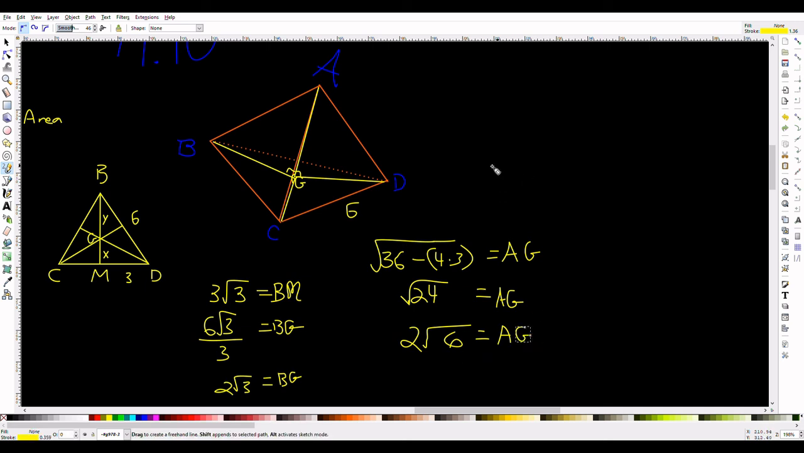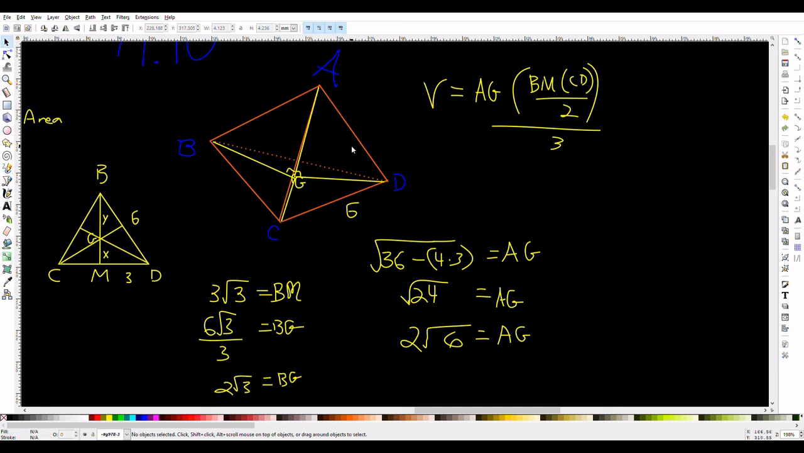And now we have everything we need at last for finding the volume, because the volume is the altitude AG times our base, CD over 2, all over 3. And you have the power to solve that equation now.